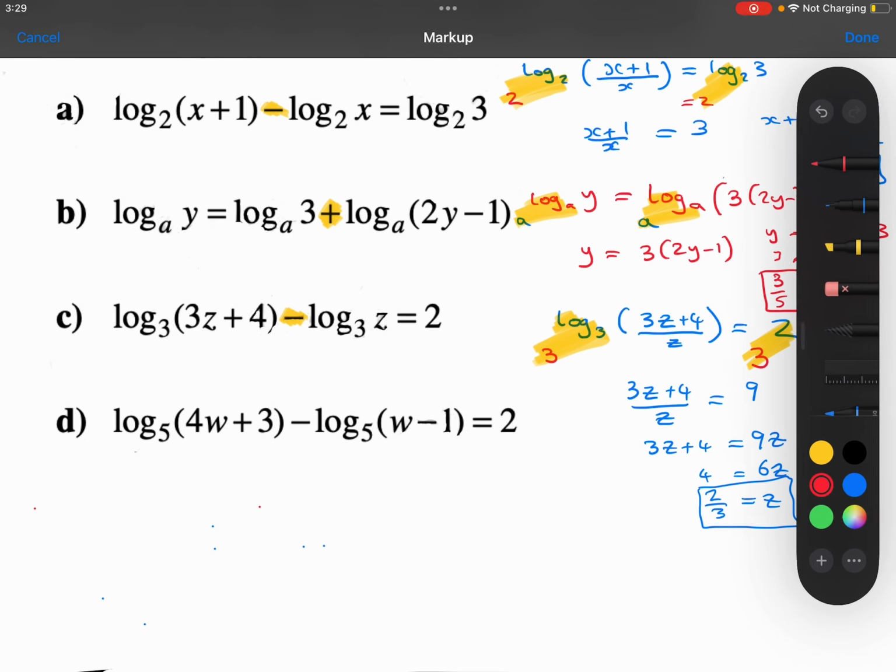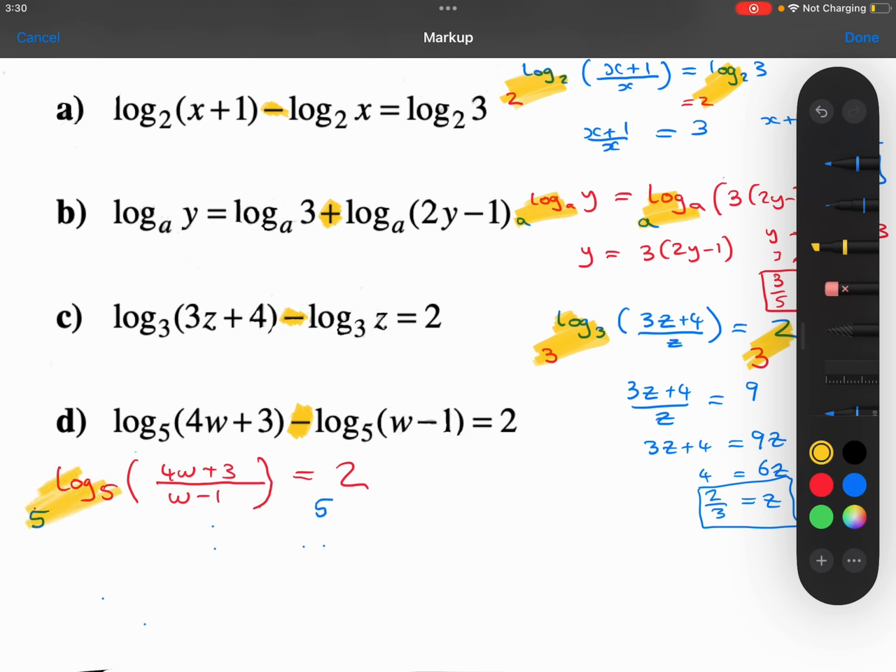Part D. Looking at the left-hand side here, I can combine those logarithms together with the division law. So I'm going to rewrite the left-hand side as log base 5 of 4w plus 3 divided by w minus 1. Right-hand side, not a huge amount I can do there, that's just 2. Now I can remove the log base 5, now I've got it by itself, by doing 5 to the power.